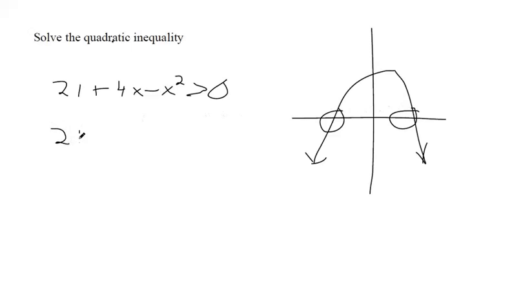So set this equation equal to 0. If you do that, you're acting like it's a y equals something equation, and you're finding out where the y equals 0 points are. So in other words, where it crosses the x-axis.